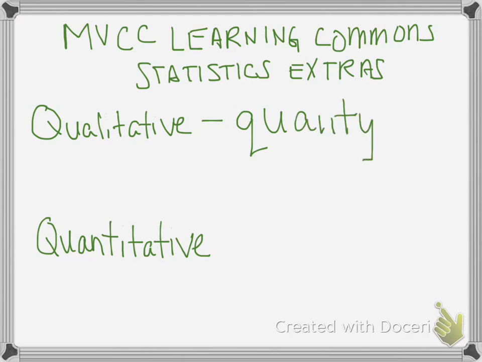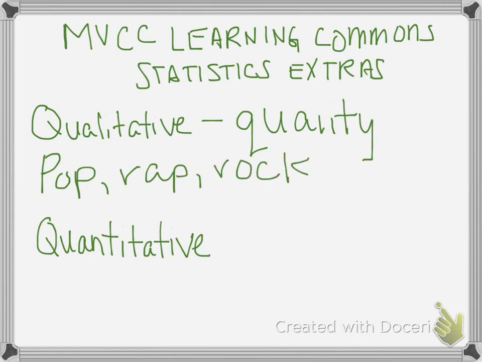So for music, if we were to talk about music, a specific quality could be the type of music you're listening to. So it could be something like pop music, or even rap, or it could be rock music. Those are descriptions for the type of music you're listening to.